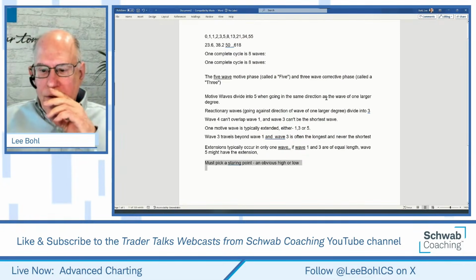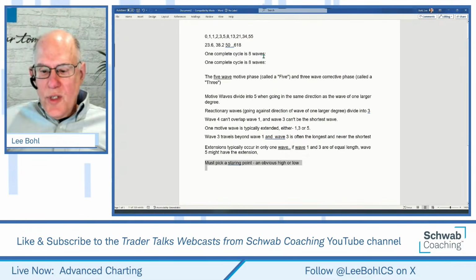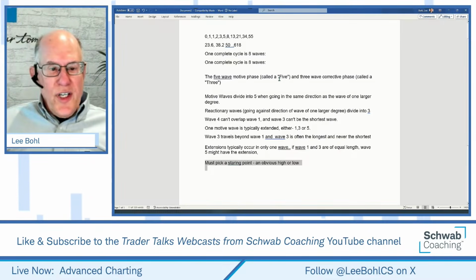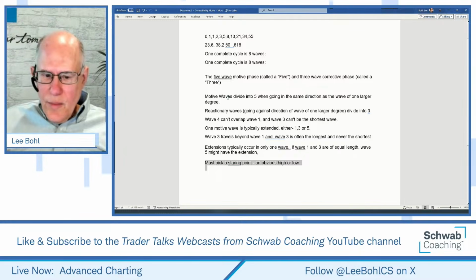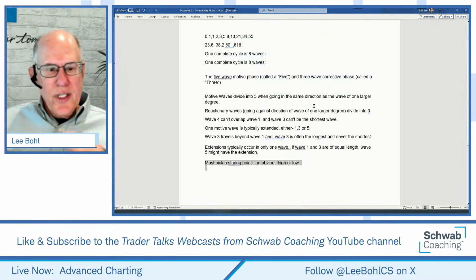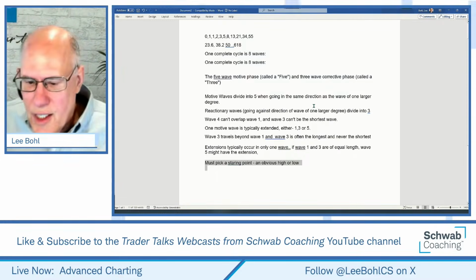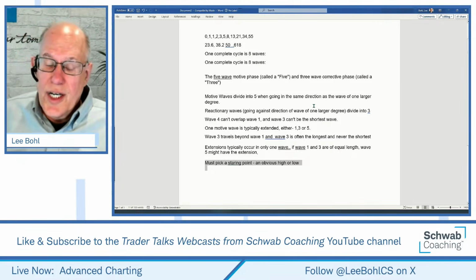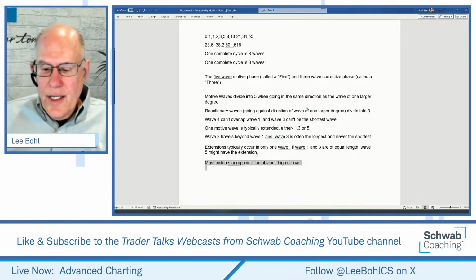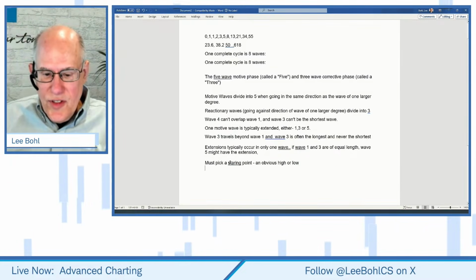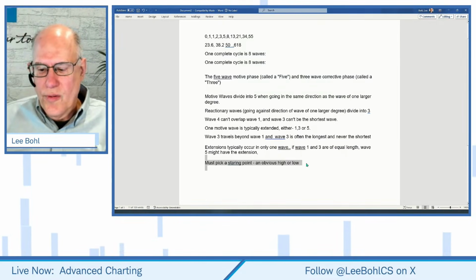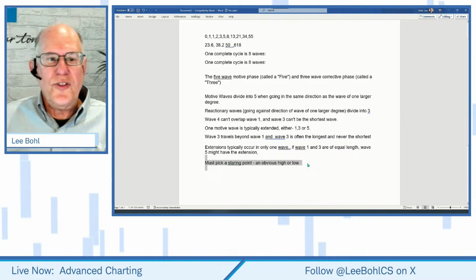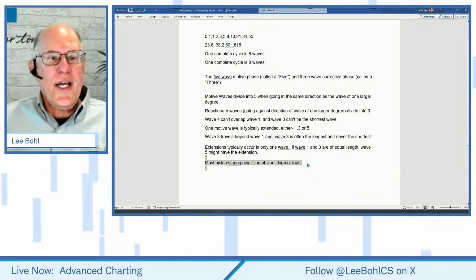All right. So one complete cycle is 8 waves. The 5-wave motive phase is called a 5. Okay. Corrective phase is called a 3. Motive waves divide into 5 when going in the same direction of a wave of one larger time frame. And this is a very big point here also. Make sure you start at the right place. You can use the Elliott oscillator for that.